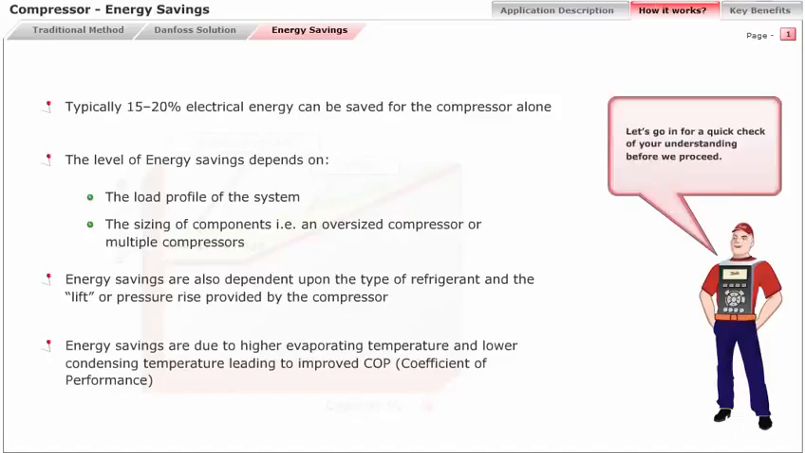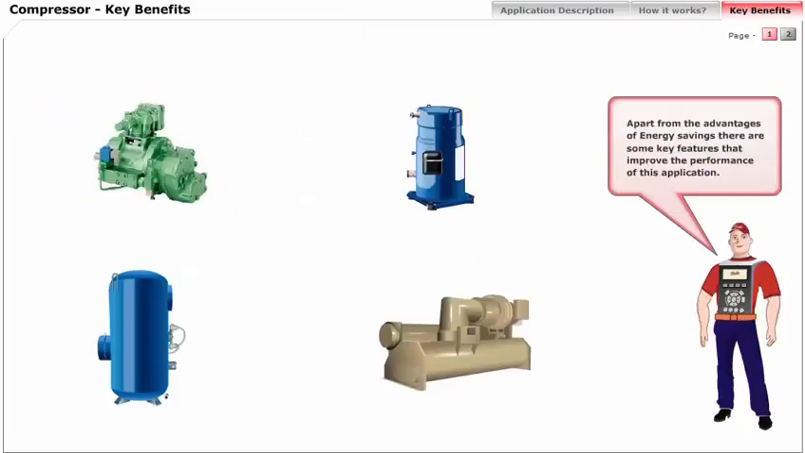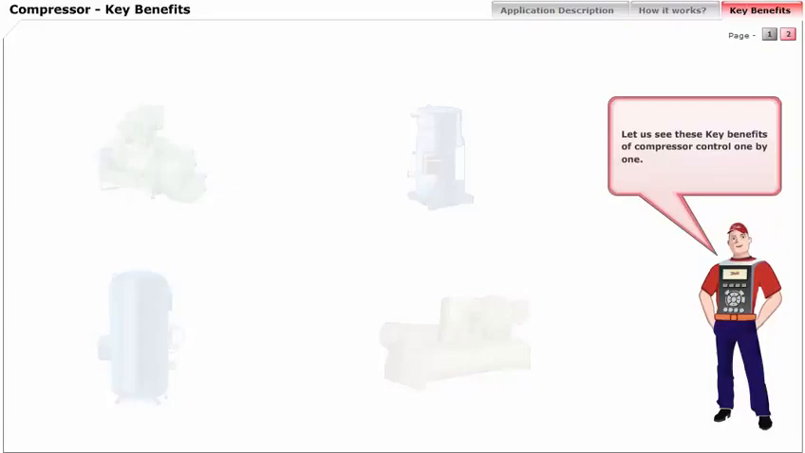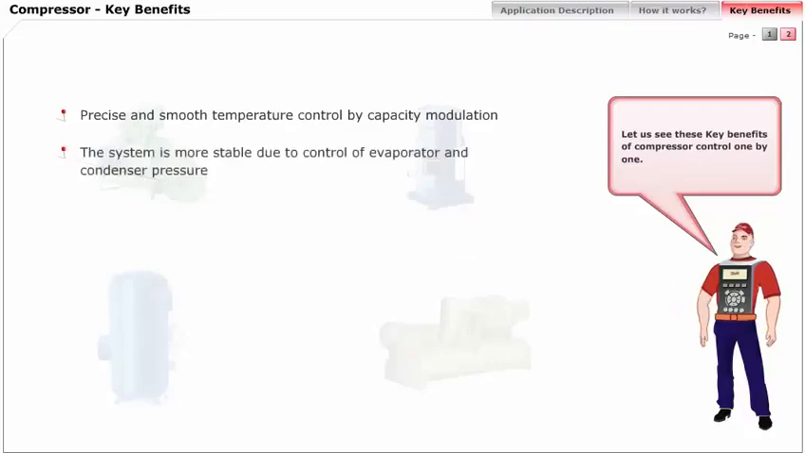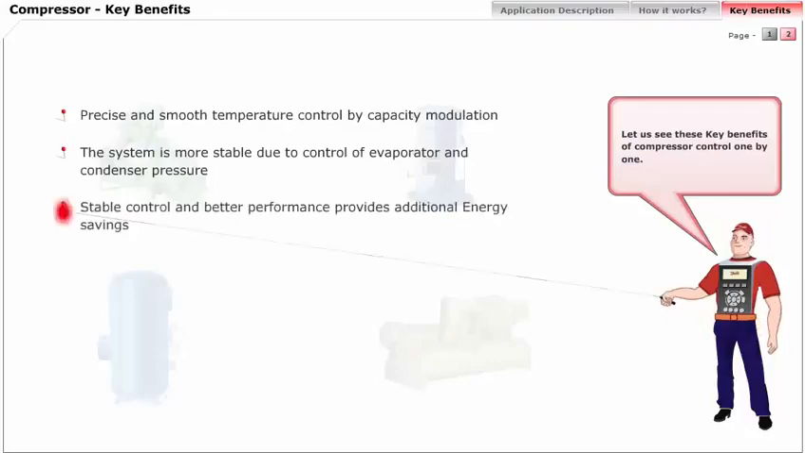Let's go in for a quick check of your understanding. Apart from the advantages of energy savings, there are some key features that improve the performance of this application. Let us see these key benefits of compressor control, one by one. Precise and smooth temperature control by capacity modulation. The system is more stable due to control of evaporator and condenser pressure. Stable control and better performance provides additional energy savings.